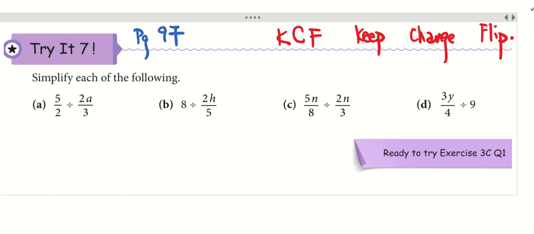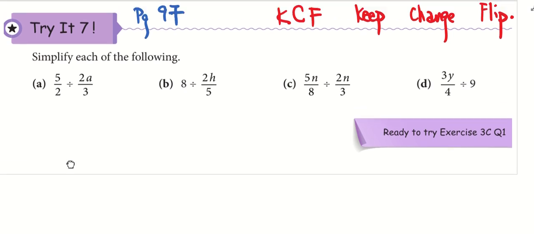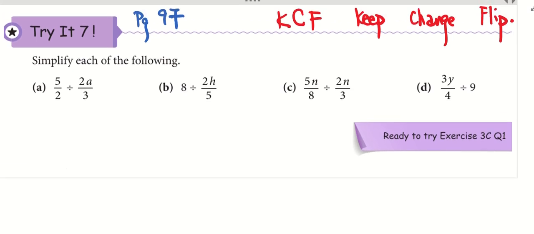Okay, we are doing division. Nothing changed except you need to take note for division. I will need to use KCF. Keep the first fraction, change the operation to multiply, then flip the second fraction. I'm going to use two examples to show you. Let's take a look at the first one.